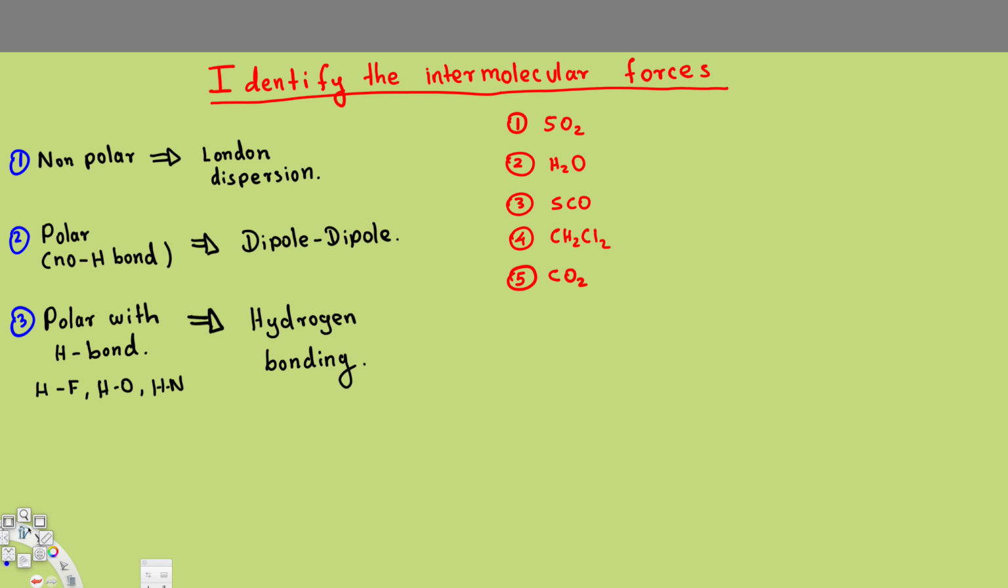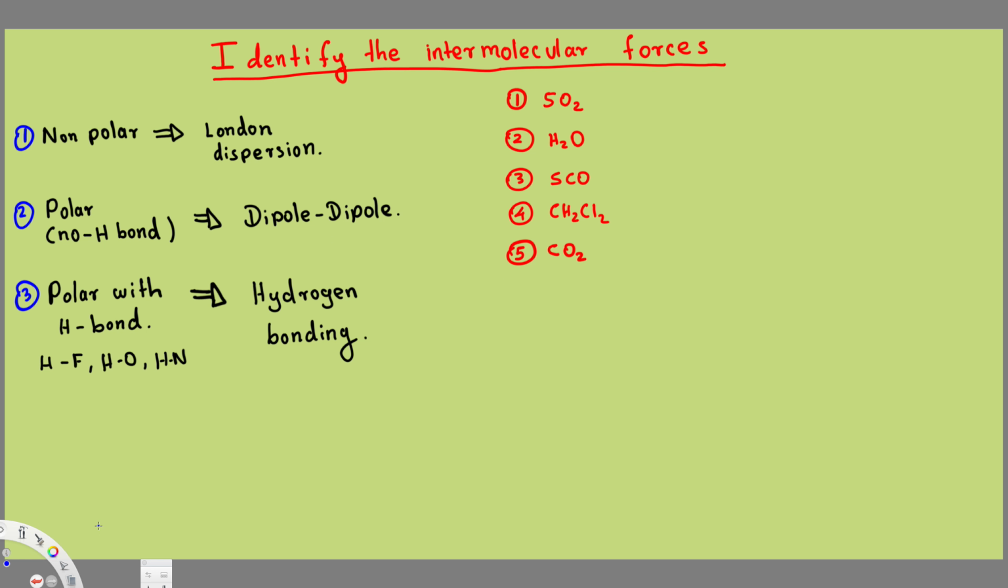What's going on, guys? Let's identify the intermolecular force within these molecules right here. So first of all, to find that, we have to draw the Lewis diagram, and then we have to determine which of these three conditions it comes under, right? So let's look at the SO2 first. If I draw the Lewis diagram for SO2, how is it going to look?